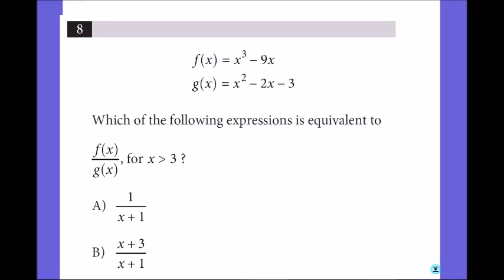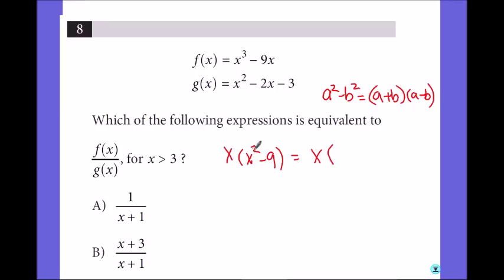8. Which of the following expressions is equivalent to f of x divided by g of x, where x is greater than 3? Okay, so let's simplify it. So f of x is, when you take out x, I get x squared minus 9, and here's the difference of squares. A squared minus b squared is a plus b times a minus b. So here it's x squared minus 3 squared, so x plus 3, x minus 3 over g of x.